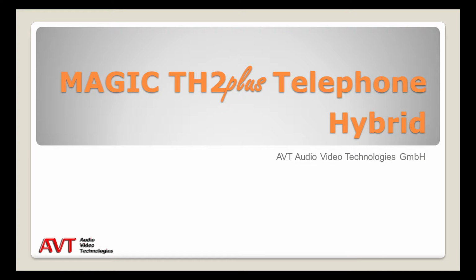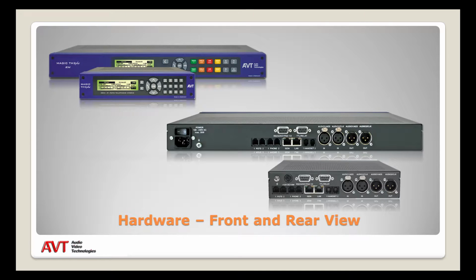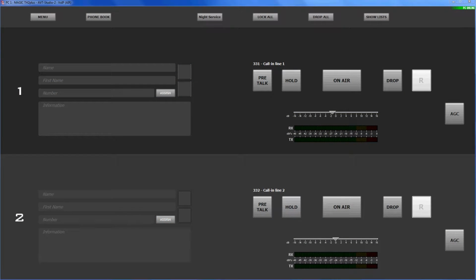Today we would like to show you the operation of the MAGIC TH2plus Telephone Hybrid. Here you can see the Windows PC software via which the system is configured and operated. We see the two available caller lines, number 1 and number 2.